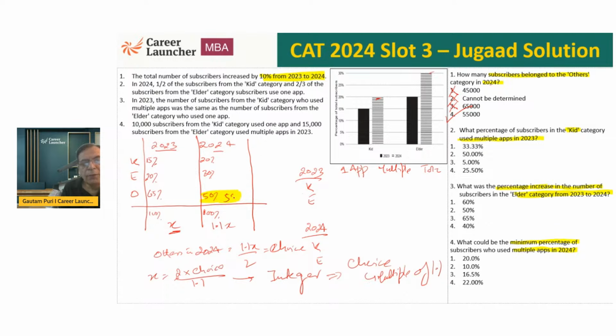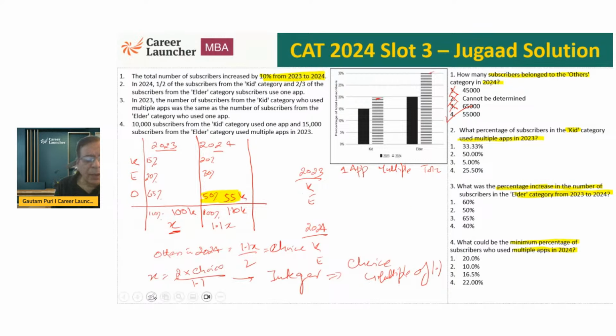So if this is 55,000, that means the total is going to be 1 lakh. And in 2023, 1 lakh 10,000, sorry. I'll write 110K, 55K, 110K. That means in 2020, the number of people will be 100K. Okay. What was the next question?